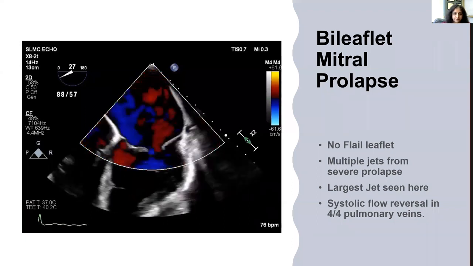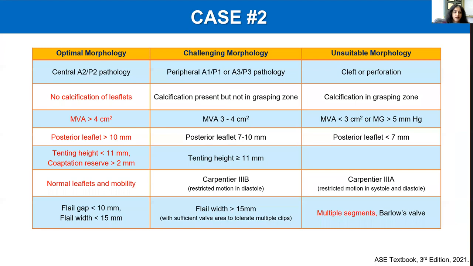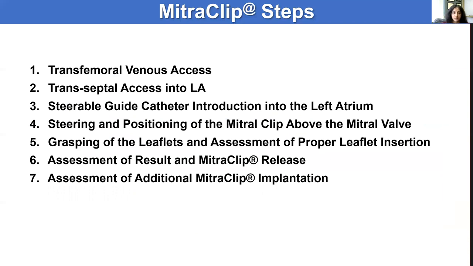So what about this case? So there are many optimal features. There's no calcification of the leaflets. There's good leaflet length and mobility, but there are multiple segments. And based on our experience and the patient's comorbidities, we decided to proceed with a MitraClip device, even though multiple segments were involved. These are the steps of MitraClip, and we'll go through these individually from an echo perspective.